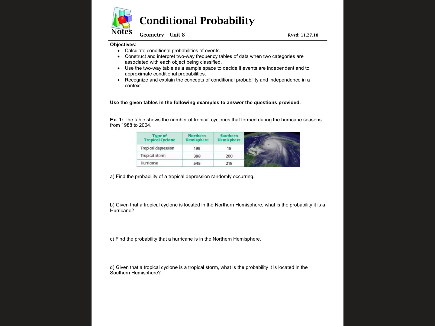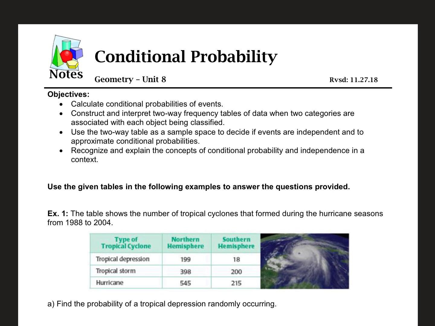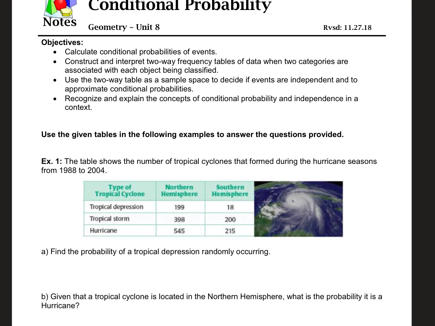Okay, so today we're going to talk about the very last lesson of our probability unit, and we're going to talk about conditional probability. We're going to use the given tables in the following examples to answer some questions.